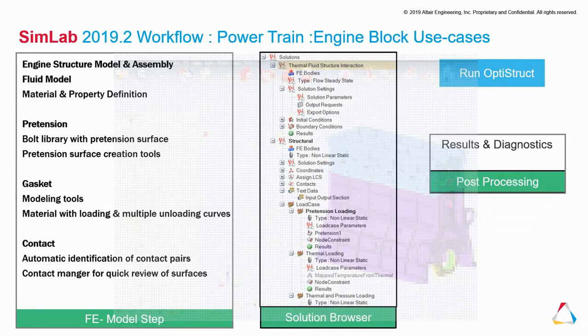But it gives you one set of plates to define material properties, and then it gives you a wide range of setups to do pretension, gasket, and contact, and then one solution browser to deal with all kinds of physics in one environment, no matter what kind of Altair solvers you're trying to use, and post-processing in the same window. Everything in one single window.